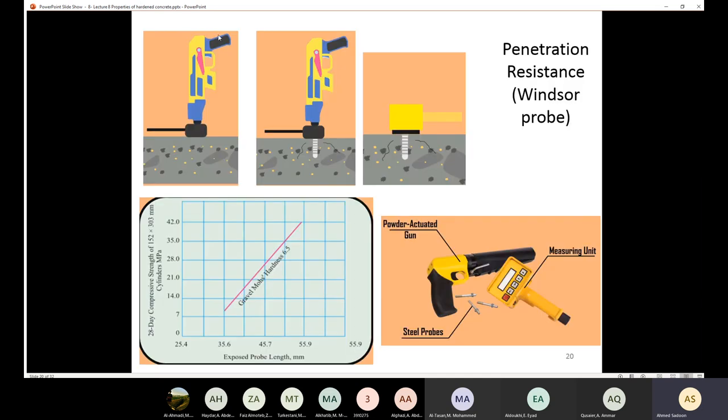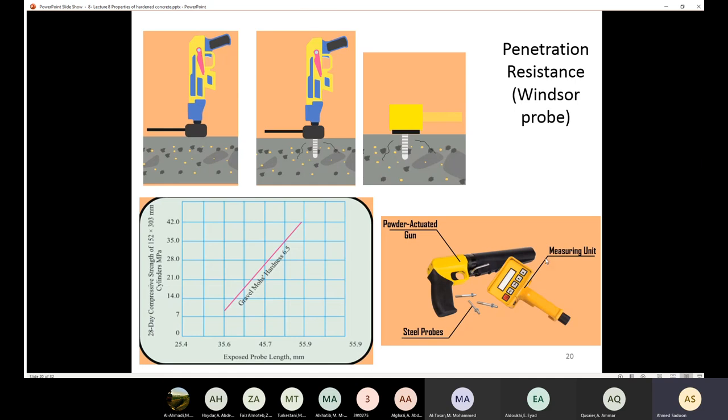So this one is just like a gun. In this gun I have sharp nails. I'm going to release those nails into the concrete. Then I'm going to use this device to measure how much penetration took place inside the concrete. The deeper the penetration, the weaker the strength. The shallower the penetration, the stronger the concrete.